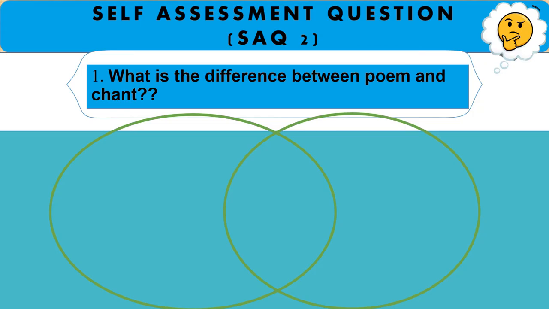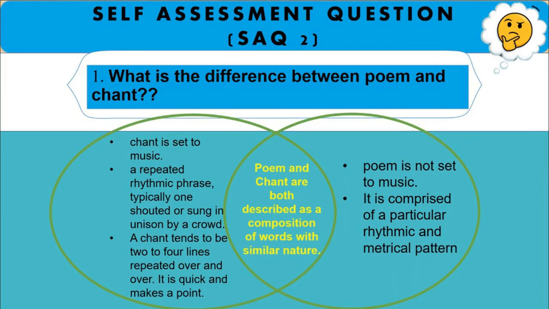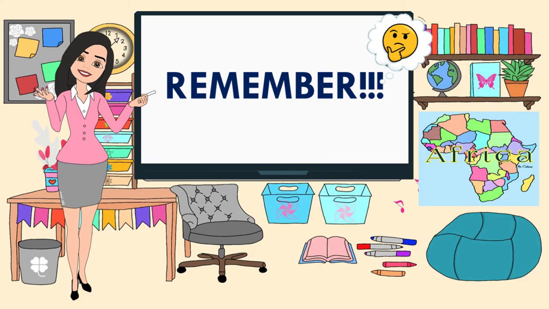Poem and chant are both described as a composition of words with similar nature. The major difference between them is that a chant is set to music while a poem is not. It is comprised of a particular rhythmic and metrical pattern instead. While a chant is a repeated rhythmic phrase, typically one shouted or sung in unison by a crowd. A chant tends to be 2 to 4 lines repeated over and over. It is quick and makes a point. Before we end our lesson today, I want you to keep this in mind.